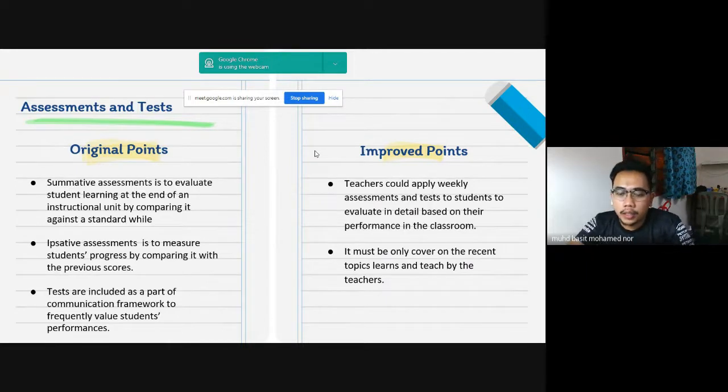But you need to be aware that this only covers the recent topics learned and taught by the teachers. Because if we do a weekly assessment and test that covers week 1 until week 5, and then the next week we do another that also covers week 1 until week 6, it can make the students feel stressed, and it could not improve their learning. So that's why I tell you that it only covers the recent topics learned and taught by the teachers.